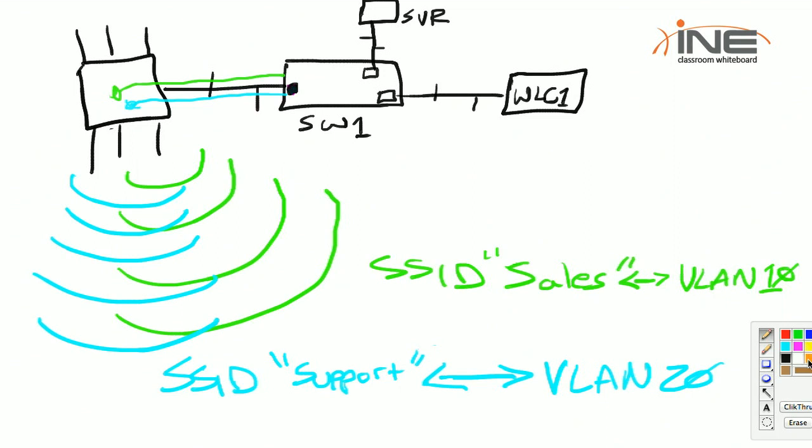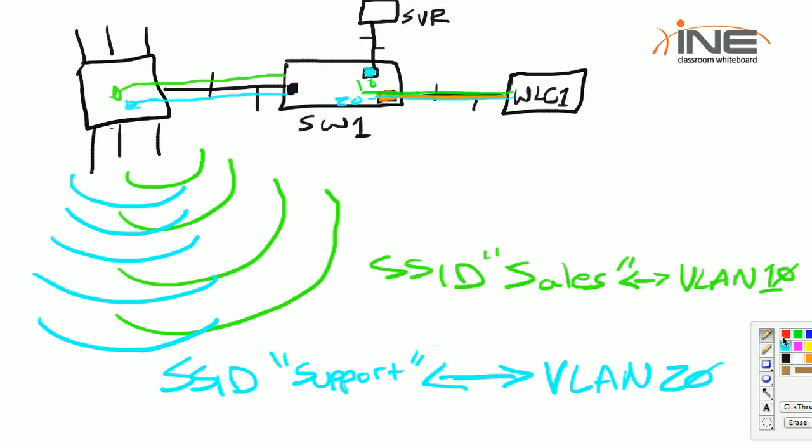Now the reason for that, I'm going to use orange as a trunk port. The reason for that is that the wireless LAN controller, first of all, it has multiple interfaces, but the wireless LAN controller is going to have a trunk port. It is going to be able to send multiple VLANs across into the switch to VLAN 10 and to VLAN 20, which reside in the switch. And maybe the server happens to be a part of VLAN 20. It's a support server or something.